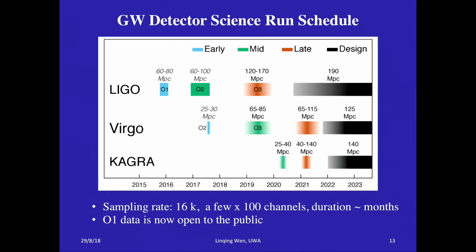So that means you are going to have a lot of detections. One thing for those people who are interested in analyzing data is that because we need to return to the taxpayer, we use taxpayers' money to build the detector. The data, the first science run data is already open. The second one is going to be open as well. So that's how we return to the community.